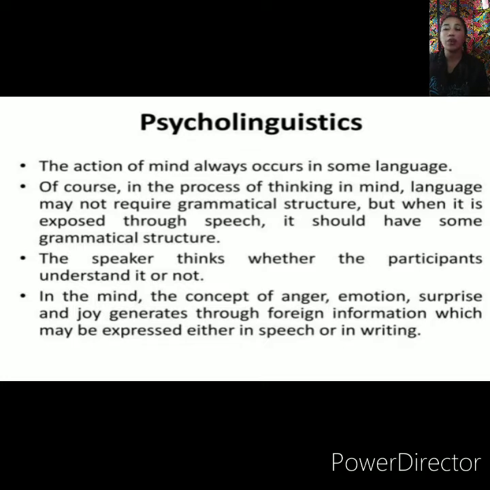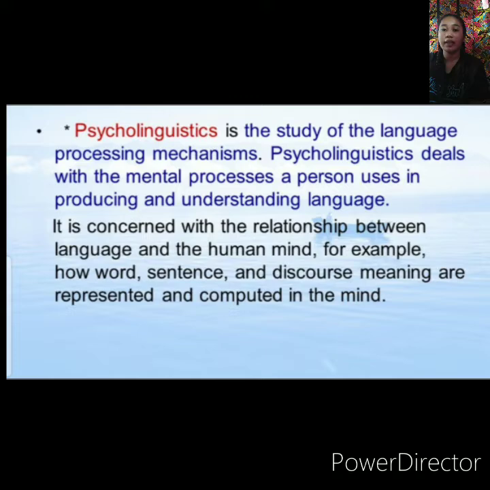The speaker thinks about whether the participant understands it or not. In the mind, the concepts of anger, emotion, surprise, and joy are generated through information which may be expressed either in speech or writing. It is also a study of the language processing mechanism. Psycholinguistics deals with the mental processes a person uses in producing and understanding language. It is concerned with the relationship between language and the human mind, for example, how words, sentences, and discourse meaning are represented and computed in the mind.